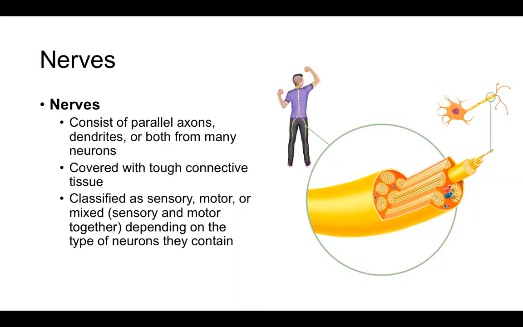So nerves. Now, nerve is the layman's term that we use for neurons. Now, neurons are the cells, the single individual cells. A nerve is parallel axons, dendrites, or other neurons of any type moving in one direction. These are covered in tough connective tissue, and they're typically classified as either sensory nerves, motor nerves, or mixed. And mixed nerves have both sensory and motor neurons associated with them.